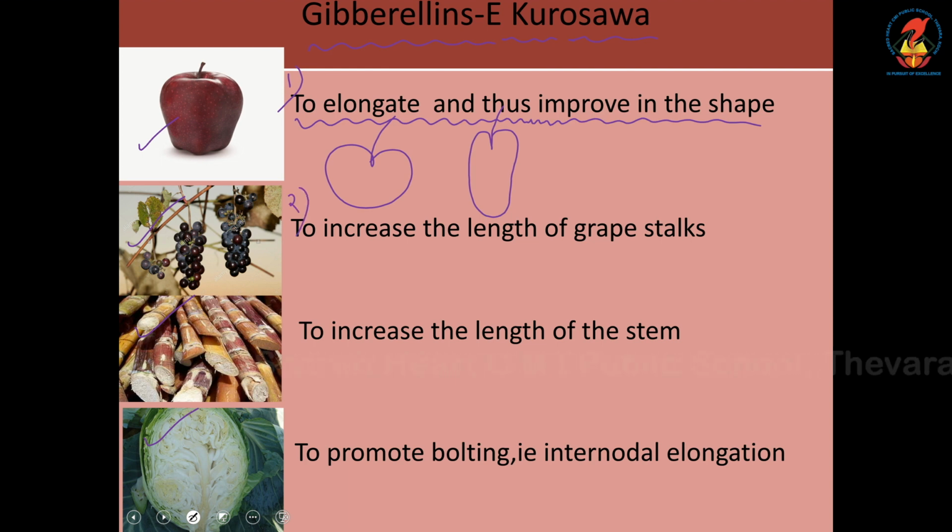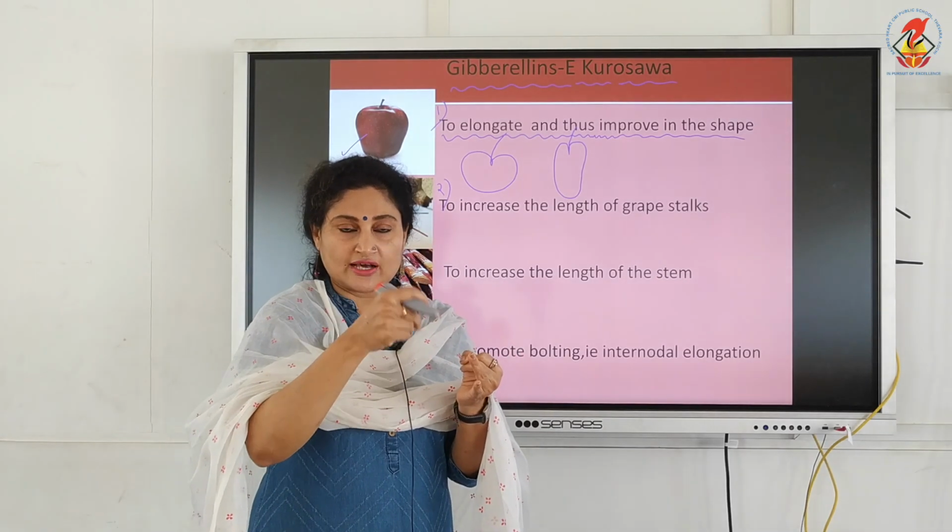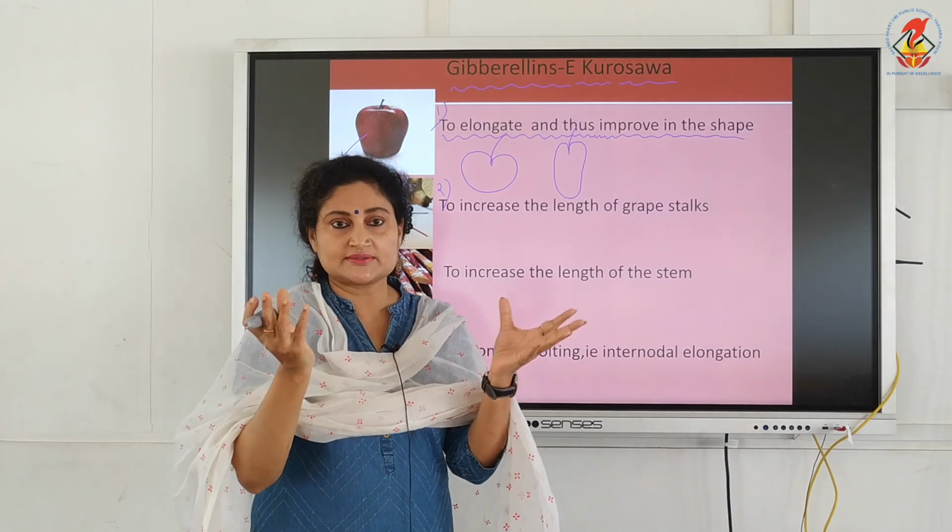Second, it is applied in the vineyard so that the grape stalks increase in length. And what is the advantage of such grape stalks? See, I am highlighting the grape stalk here. It's lengthy. Look at this, it's also very lengthy, and here also we have a lengthy grape stalk. If it was short, it would have been very difficult at the time of harvesting. It will be very difficult to allow it to creep on the climbers.